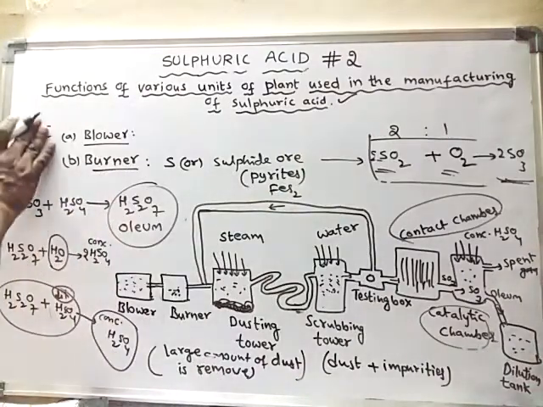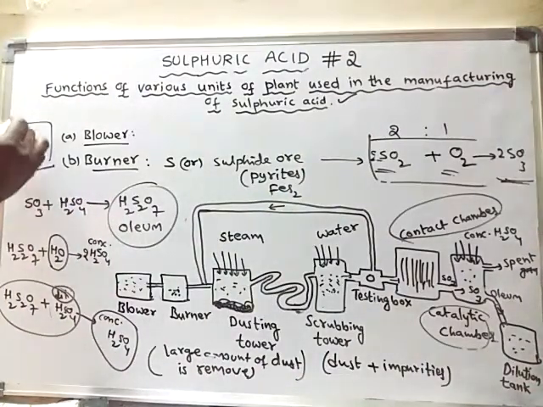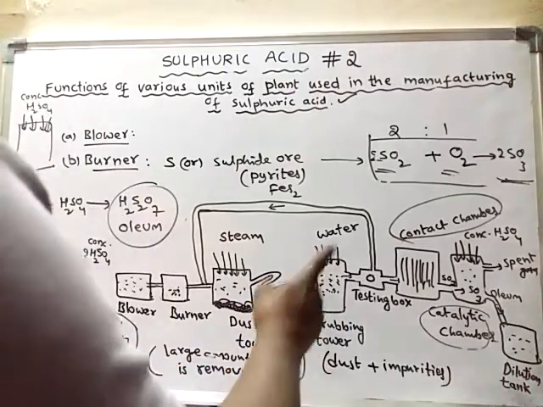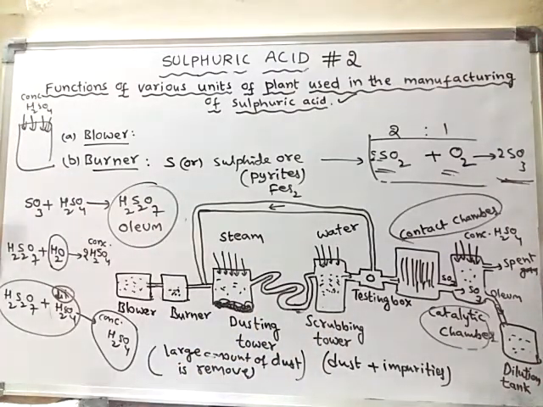So I am drawing the drying tower. Here, from the top of the drying tower, concentrated sulfuric acid is sent. This concentrated sulfuric acid will remove any impurities or any moisture present in the gas. Next, look here: after the scrubbing tower, the drying tower is present.